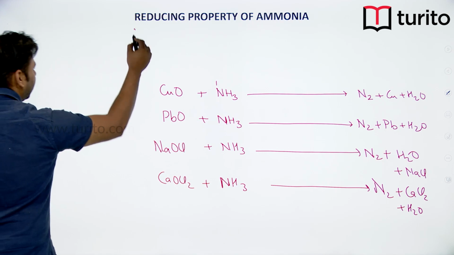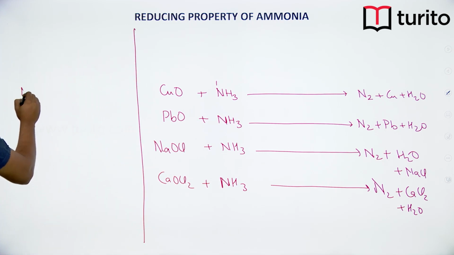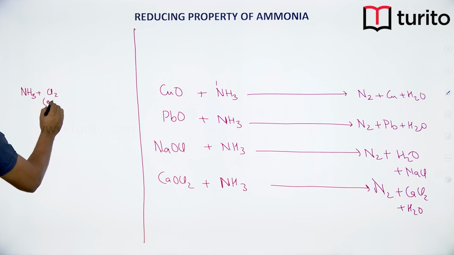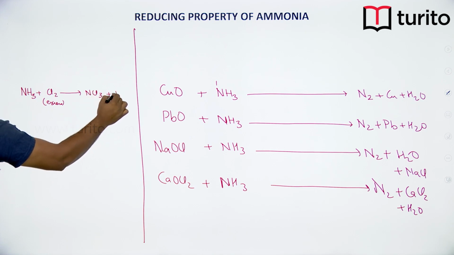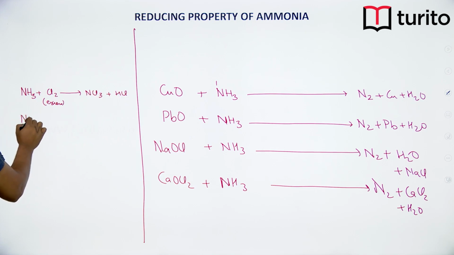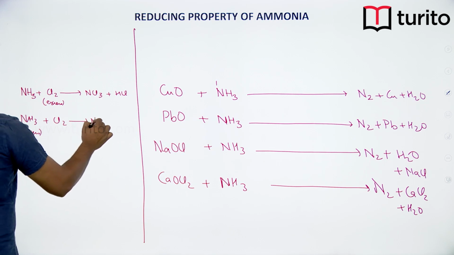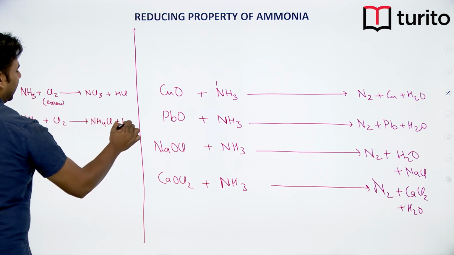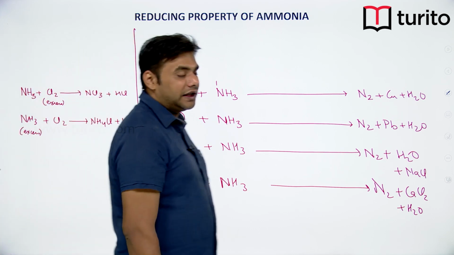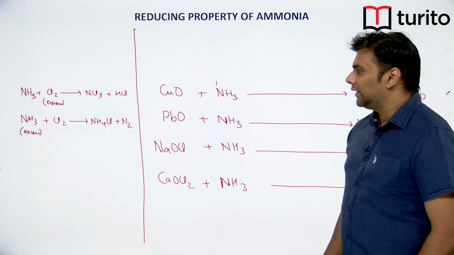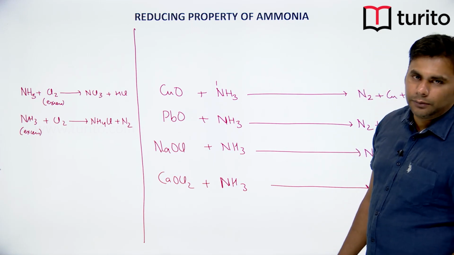Now there is one important reaction of ammonia. If you take ammonia and react it with Cl2, and Cl2 is in excess, what would happen here? NCl3 would be formed along with HCl. Now if you react ammonia with Cl2 in which ammonia is in excess, we'll get NH4Cl plus N2. Again, a very important reaction. Ammonia reacting with excess chlorine forms NCl3; excess ammonia reacting with chlorine forms NH4Cl plus N2.